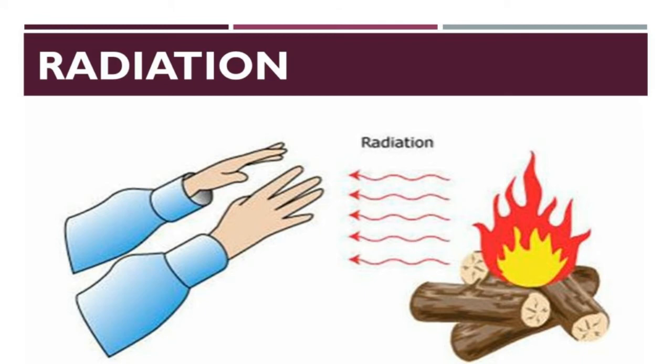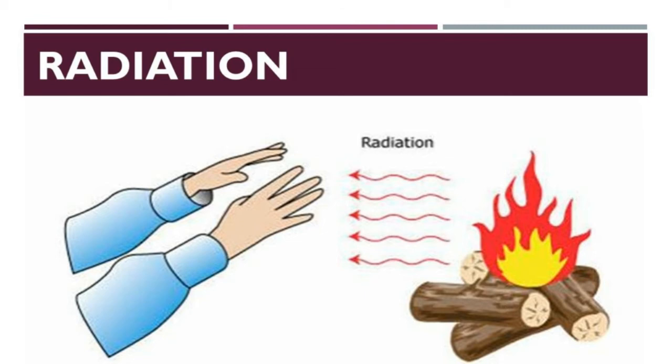Radiation. Radiation is a method of heat transfer that does not require particles to carry the heat energy. In this method, heat is transferred in the form of waves from hot objects in all directions. Radiation can occur even in vacuum, whereas conduction and convection need matter to be present.